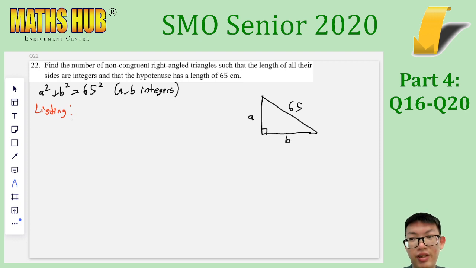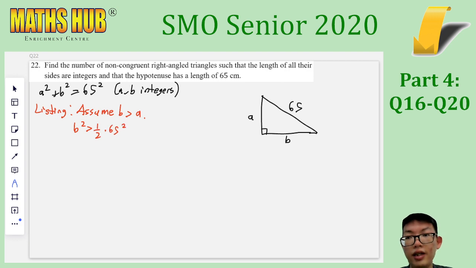By listing, perhaps the only thing we can do to make the listing less long of a list is to assume b to be greater than a. That means that b squared would be more than half of this. And if we do a quick calculation, this would mean that b squared has to be at least 2112.5, and so b is at least 46.